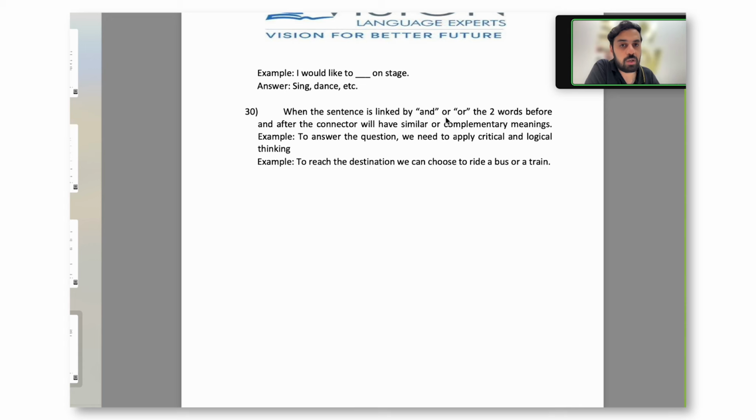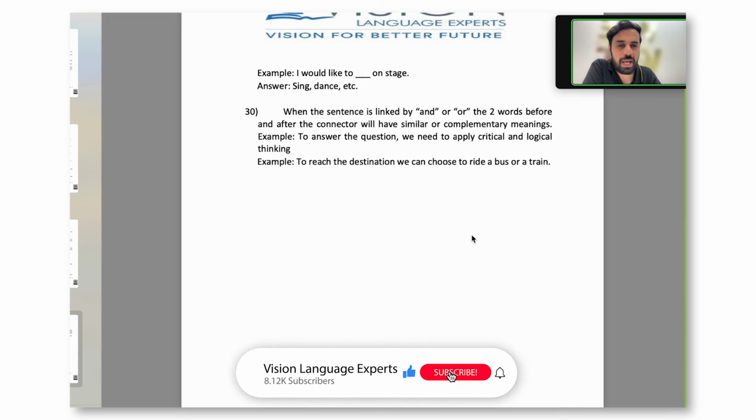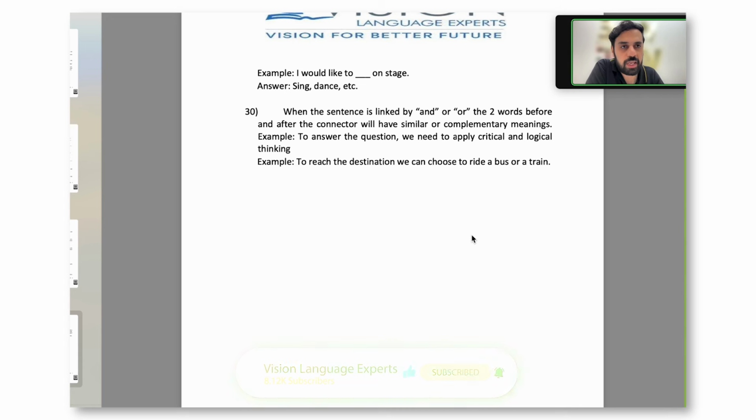Okay, let's move on to the very last rule, guys, which says when the sentence is linked by and or. Now this is, I would say, mostly considered not as a grammar rule but as an overall trick or tip for you guys to use in your reading and writing blanks. So whenever you get a sentence and it is linked by and or, that means the blank has the words with and or before or after. Okay, then the two words before and after the connector, which is and or, will have similar or complementary meanings. If there is an and, it's going to have similar meanings. Okay, but if it is or, it's going to have complementary meanings.